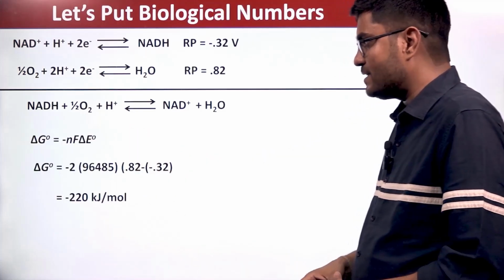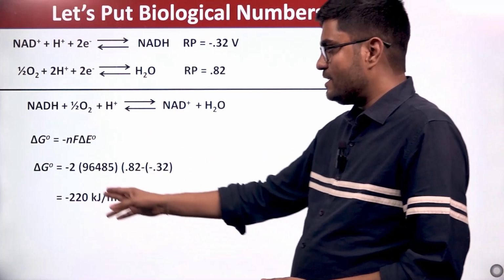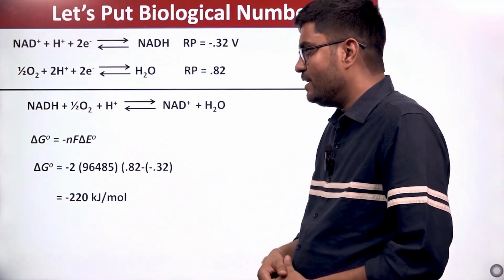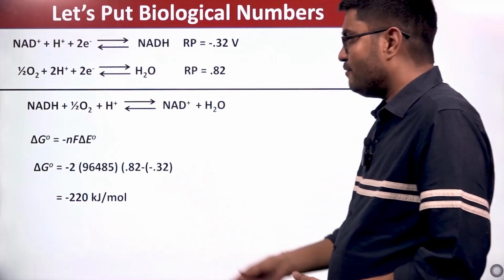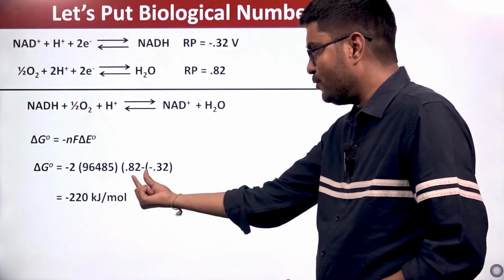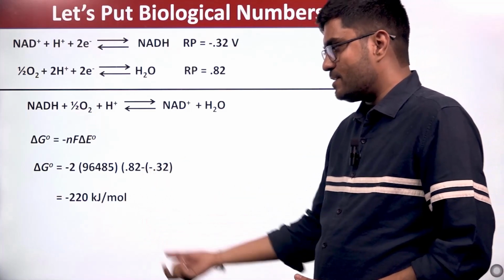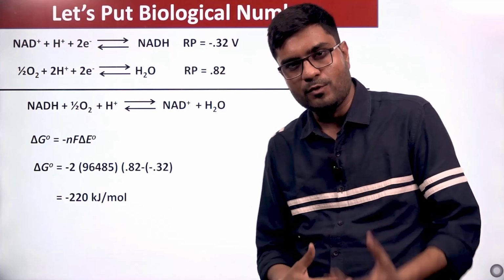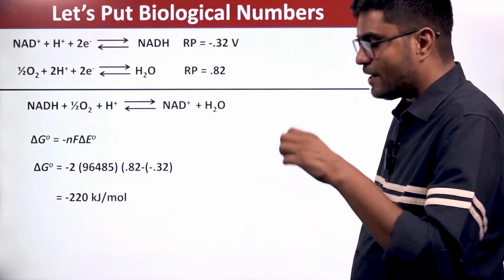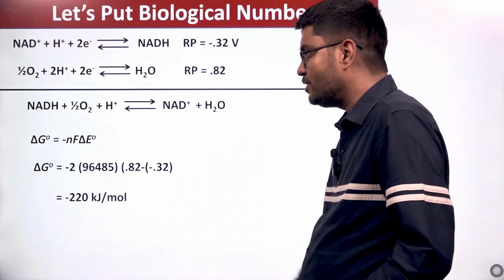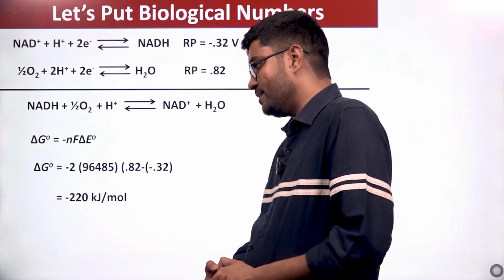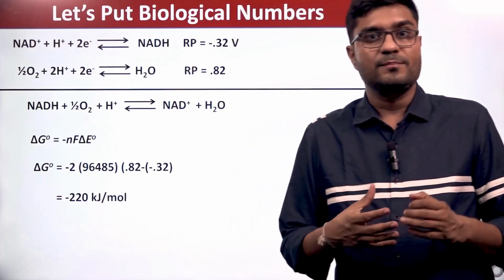Delta G is equal to minus nF delta E. Delta G is equal to minus 2, as 2 electrons are being transferred. F is the Faraday constant, that is 96485. What is delta E? Acceptor minus donor, 0.82 minus 0.32. The answer is minus 220 kilojoule per mole. So the amount of energy released in electron transfer from NADH to oxygen is equivalent to minus 220 kilojoule per mole.